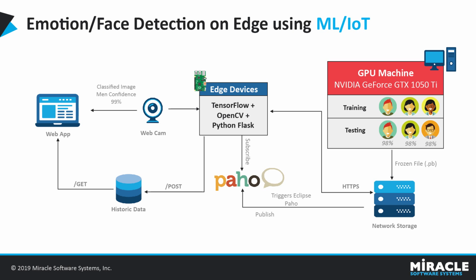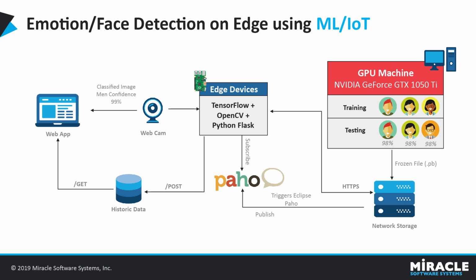We have trained a machine learning model with an image dataset consisting of human faces with different emotions like happy, sad, angry, and all. We have trained this model on a GPU and stored the model file, which is nothing but the .pb file, in network storage. Then we installed that model file in Raspberry Pi and created a web application for it. We created the web application with Python.